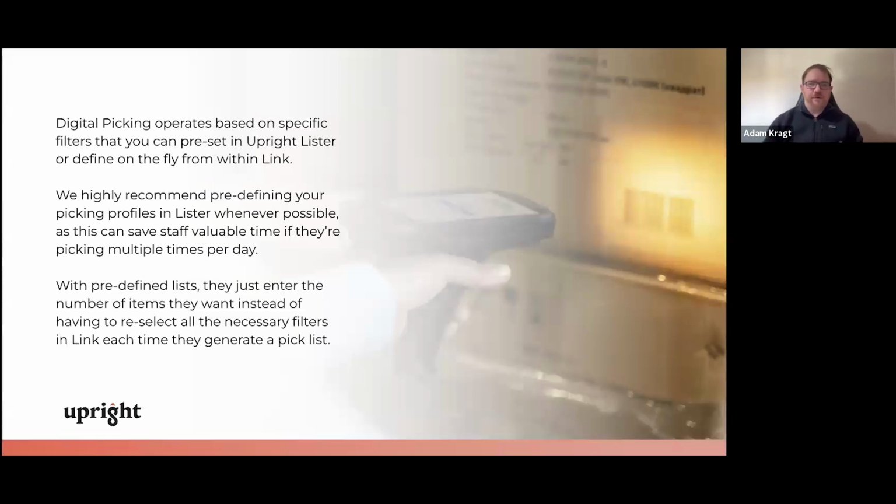So digital picking operates on specific filters that you can preset in the Upright Lister or define on the fly from within Link. We highly recommend predefining your picking profiles in Lister whenever possible, as this can save staff valuable time if they're picking multiple times per day. With predefined lists, they just enter the number of items that they want instead of having to reselect the necessary filters in Link each time they generate a pick list.